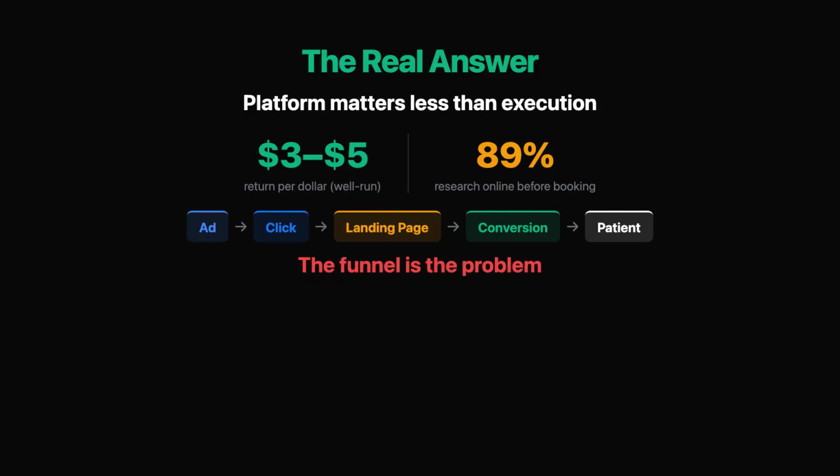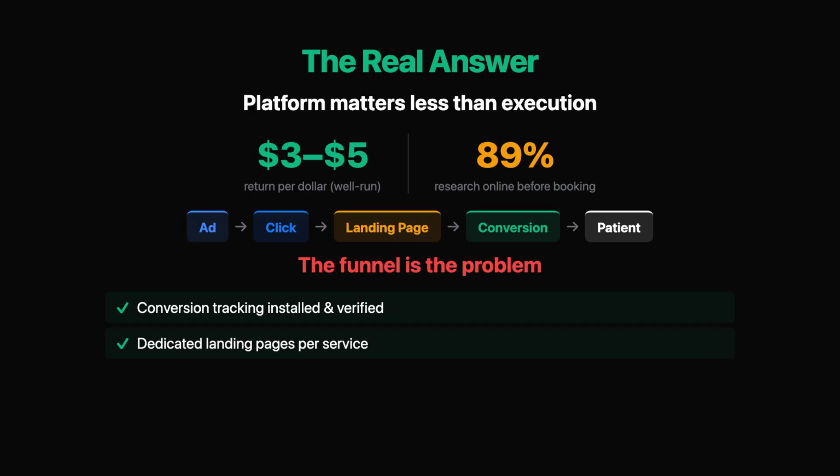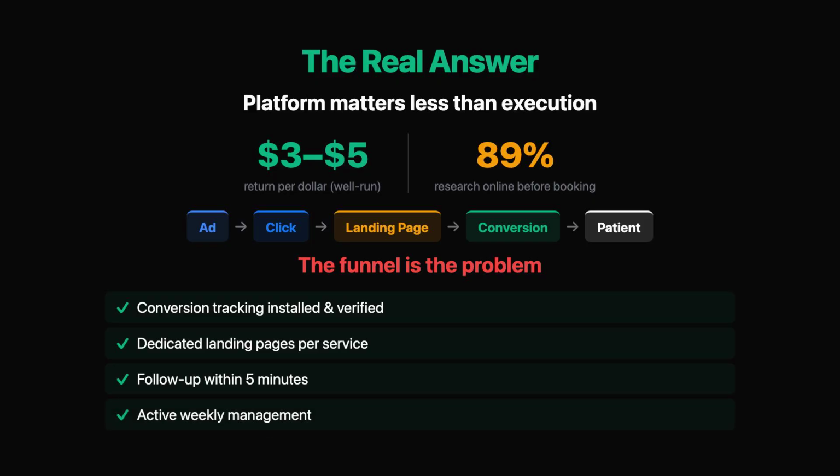The landing page, the conversion tracking, the follow-up. Before you decide where to spend, make sure whatever you're already running is actually set up correctly. Check your conversion tracking. Check where your ads are sending people. Check if anyone is actually managing the account or if it's been on autopilot for the last 18 months.